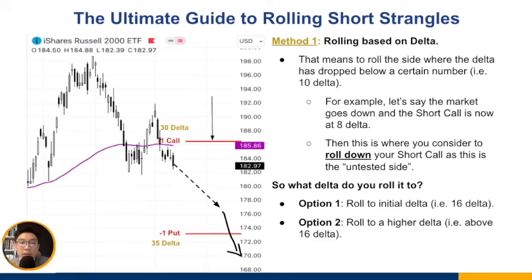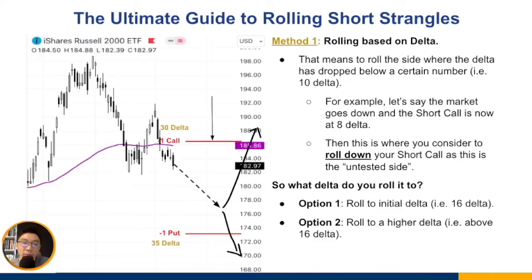But do keep in mind that the more aggressive you are when you roll to a higher delta, although you will get a higher credit, there is also a higher chance that you could be whipsawed. Because the market could go down and then all of a sudden reverse back up. And because you have rolled to a higher delta, your short call strike down here is going to be much closer to where the market is. So this is one thing to keep in mind.